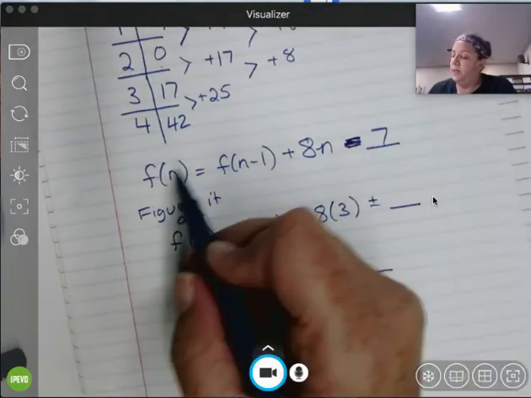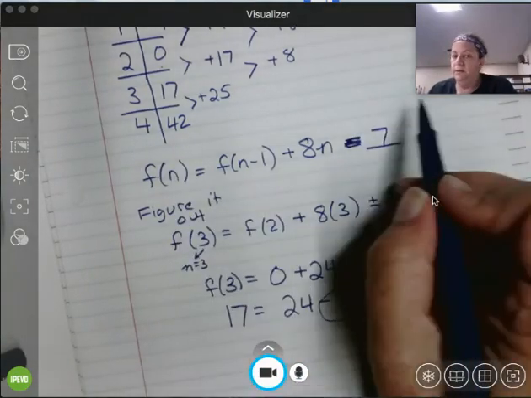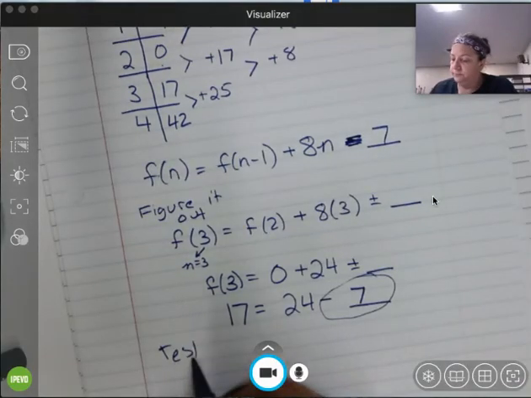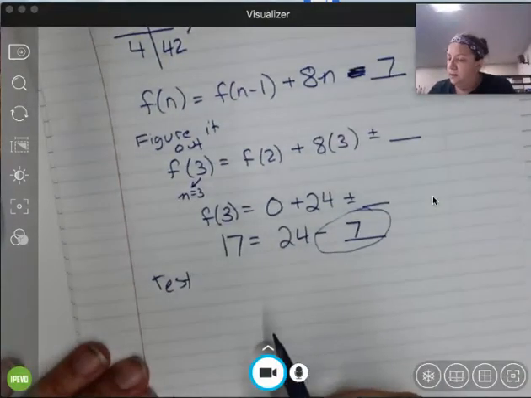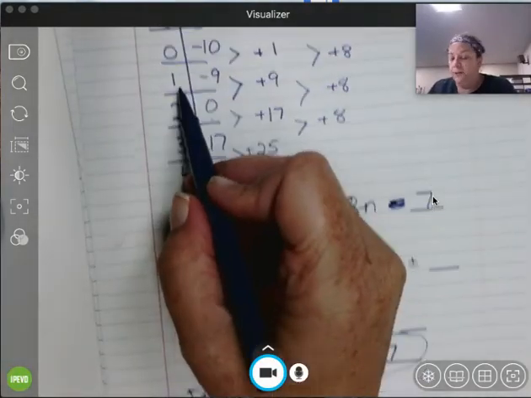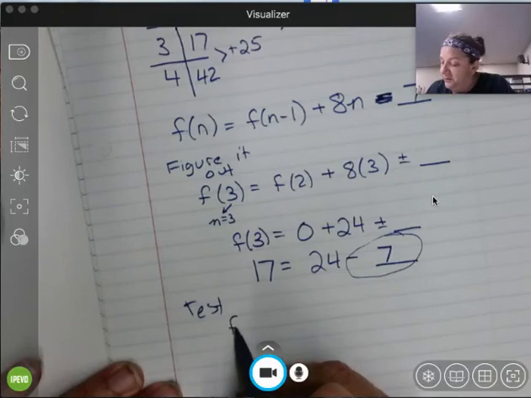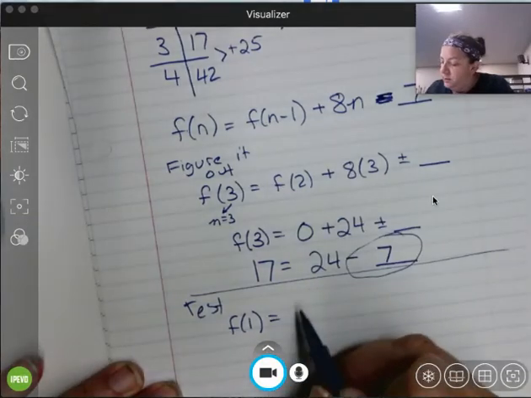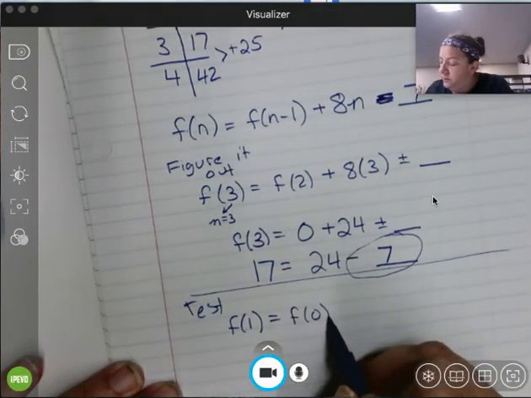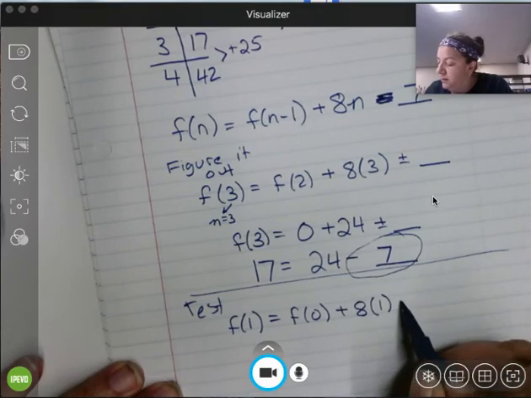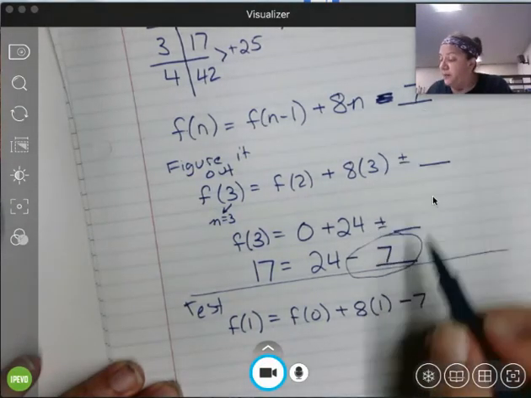So that is my equation. Let's test it. Let's see if it works for 1. Okay, so let's do f of 1. We're going to pretend like we don't know f of 1, and we're going to try out our formula. So that should equal f of 0 plus 8n, which is 8 times 1, minus 7, because we found that number.